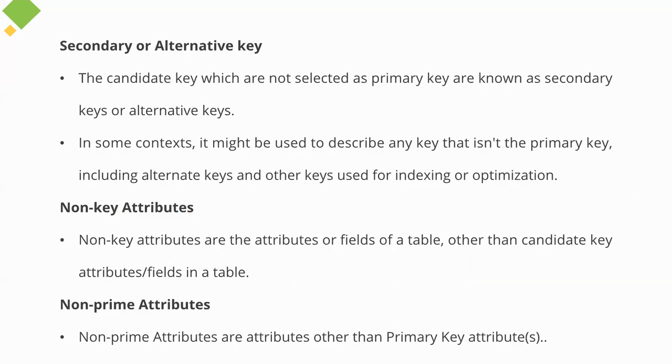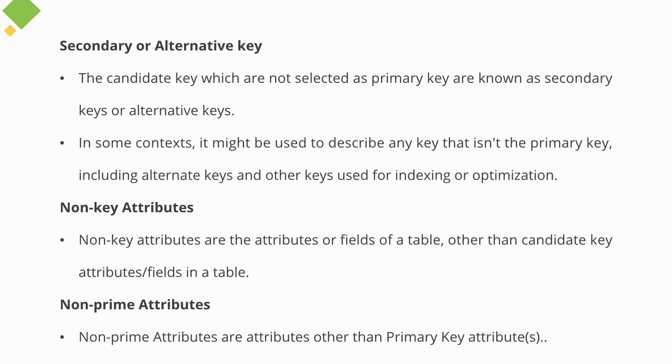And secondary or alternative key, like the candidate key which is not selected as the primary key, is called a secondary or alternate key. It's used to describe any key that is not the primary key. All the keys other than the primary key are called secondary or alternative keys.